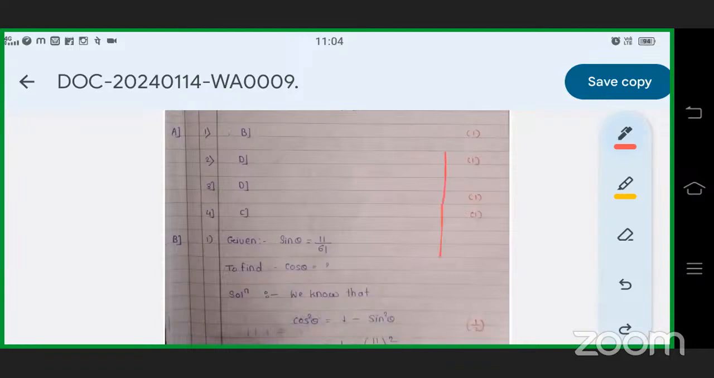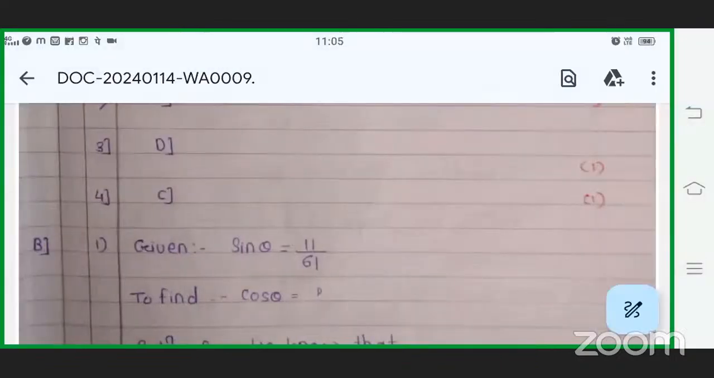Then focus on this: if sine theta is equal to 11 upon 61, then find the value of cos theta. So we have to use the identities. What is the identity? Cos square theta is equal to 1 minus sine square theta.